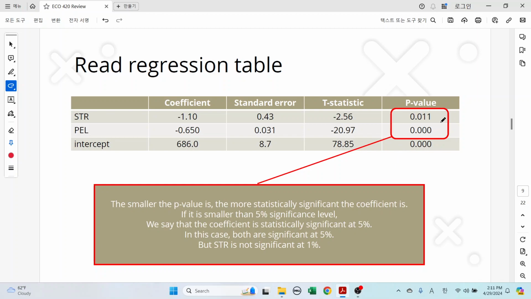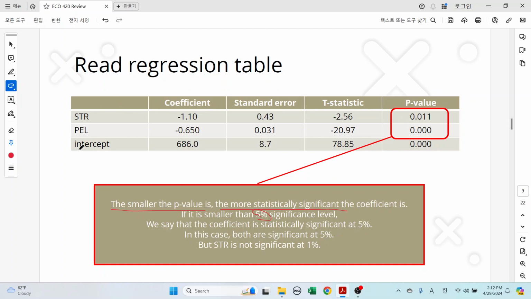And the p-value is related to statistical significance. Simply speaking, the smaller the p-value is, the more statistically significant. That is the key idea of statistical significance in hypothesis testing, especially when you have a cutoff at the 5% significance level. If it is smaller than 5%, 0.05, then we say the coefficient is statistically significant at 5%.